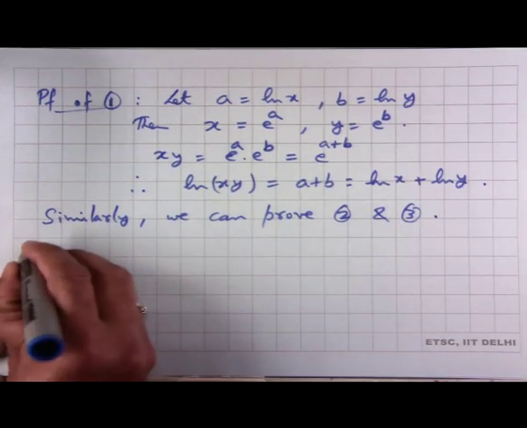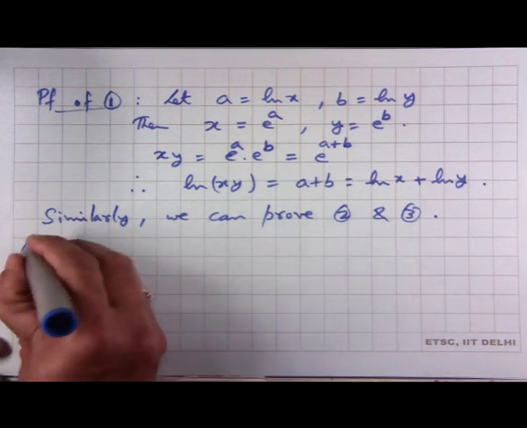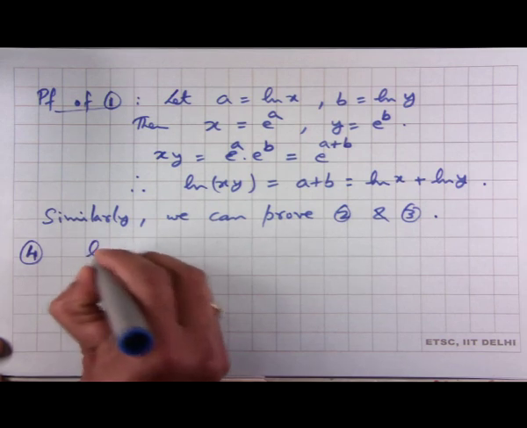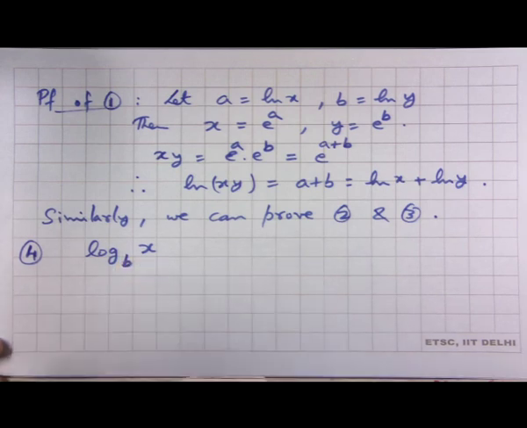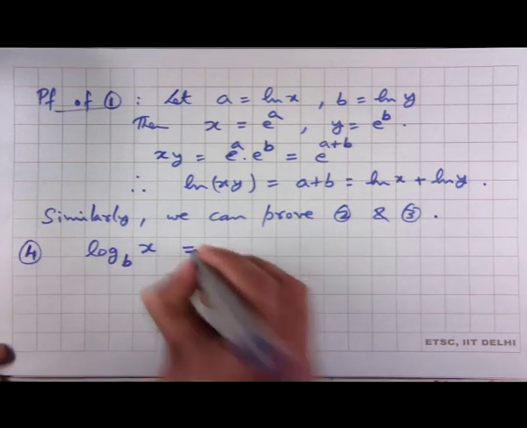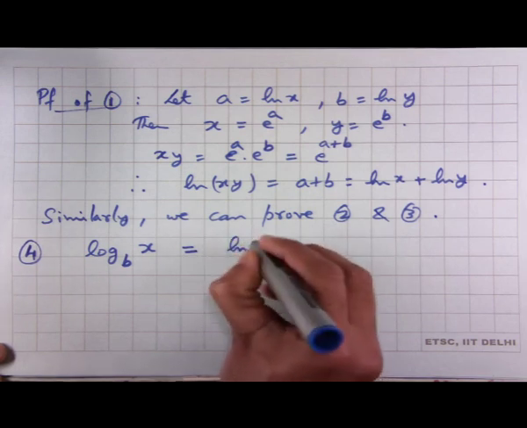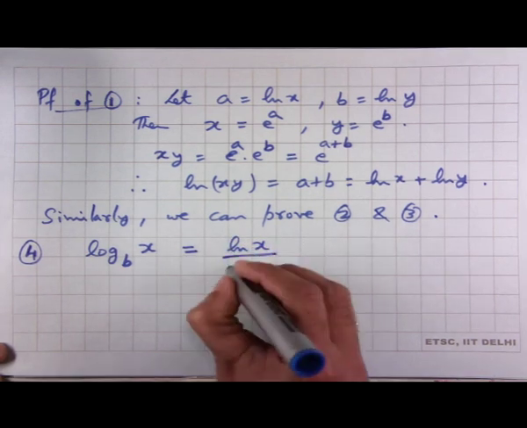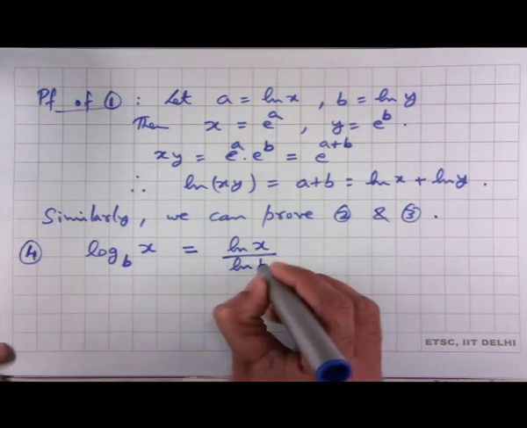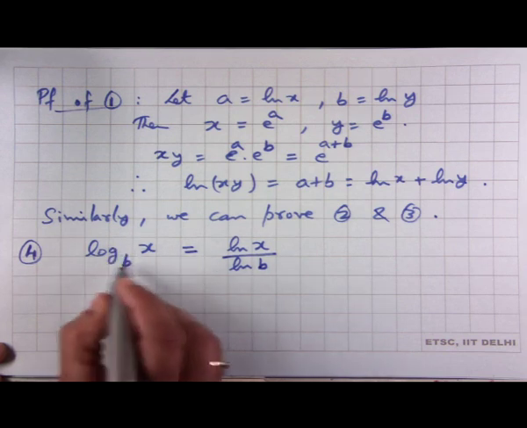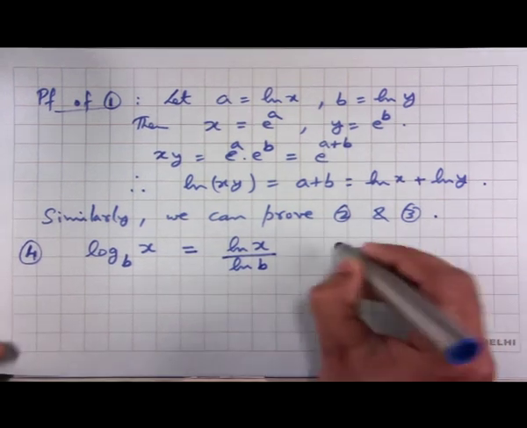Another property which is important is, suppose you have some other base. So, if I write log of x to the base b, this I can express in terms of the natural logarithm. So, this can be written as ln x divided by ln of b, and note that this is defined for b not equal to 1. So, ln b is non-zero.